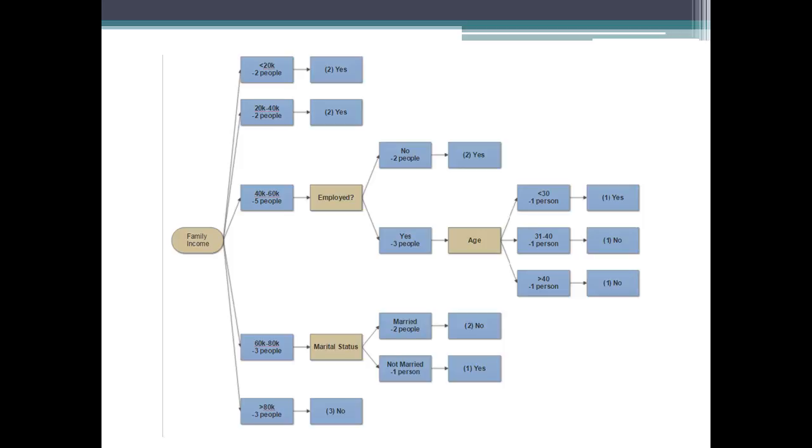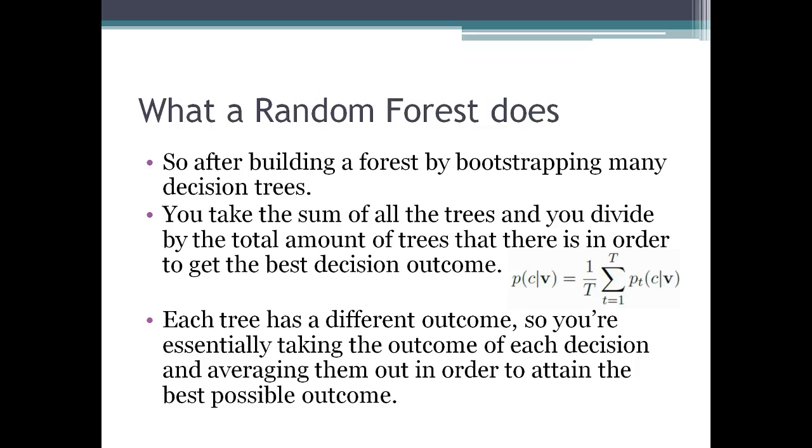In this case, this is one tree of given all the decisions, whether it's yes or no. So what you do is you would make a bunch of those trees, and you would take all of the decisions, you'd add them all up, and then you'd essentially divide by how many trees there actually is. Since each tree does have a different outcome, you're pretty much, like I said, taking the outcome of each tree and averaging them out to get the best possible outcome.